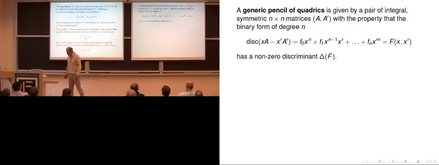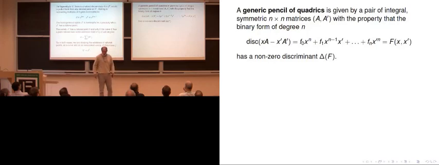What is a pencil of quadrics? Well, I'll tell you what it is from Manjul's point of view, and then I'll tell you what it is maybe from Joe Harris's point of view, and you'll see the difference. So for Manjul, a pencil of quadrics is two n by n symmetric matrices with integer coefficients. That's it. Okay? So what is that from the algebraic geometry world?